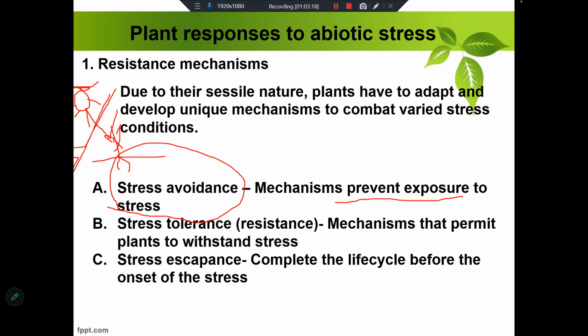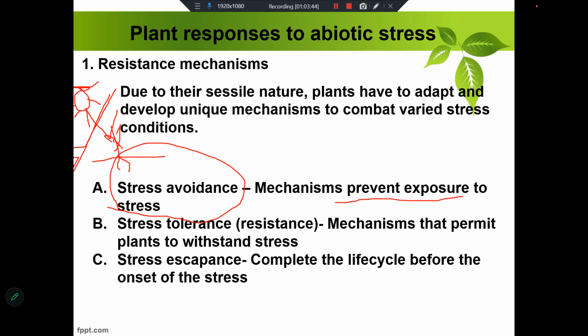So geophytes are those plants that produce underground structures, rhizomes and corms, and they can tolerate drought conditions. The above ground part will be dead, and the below ground part will survive during the drought season, and then during the rainy season they will sprout again.